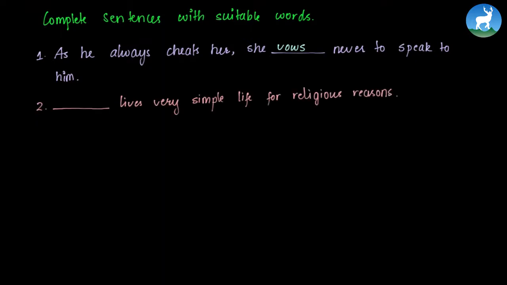The second question is, blank lives a very simple life for religious reasons. Now in this blank, a person's name can fit. So we have hermit, and we know by the text that hermits really live a very, very simple life. So we can say hermit lives a very simple life for religious reasons.